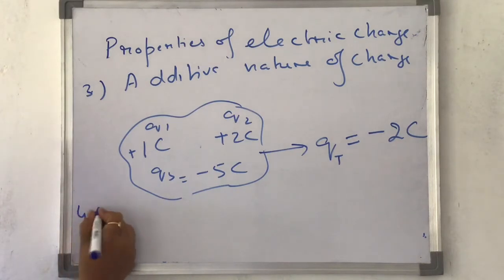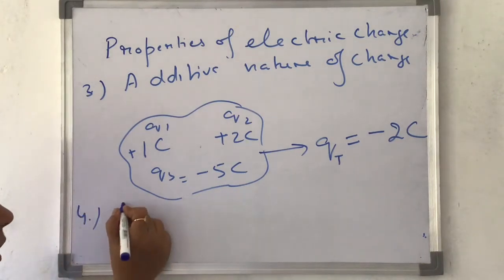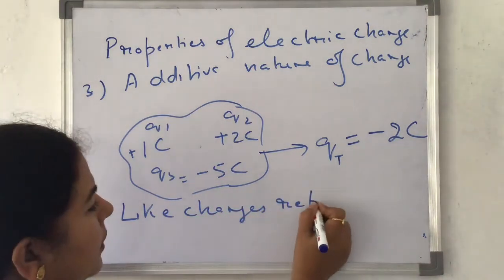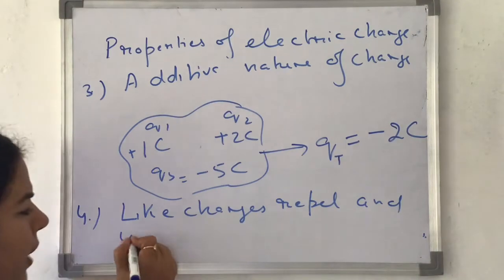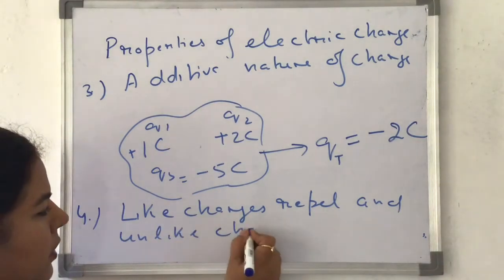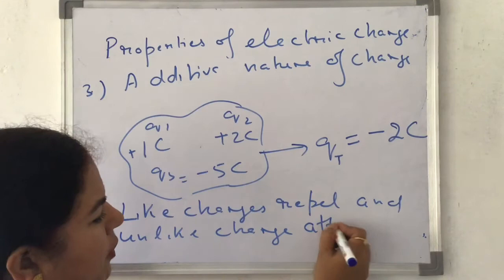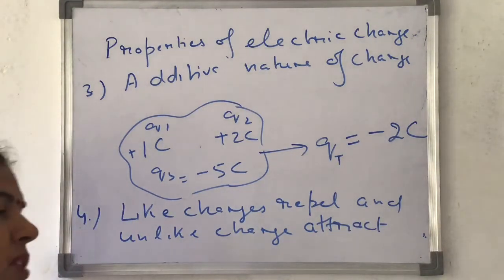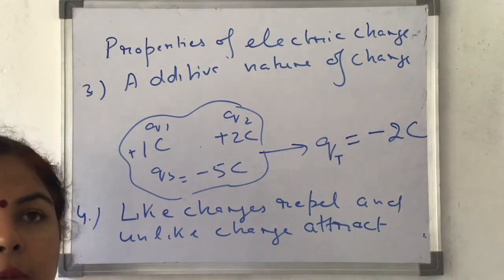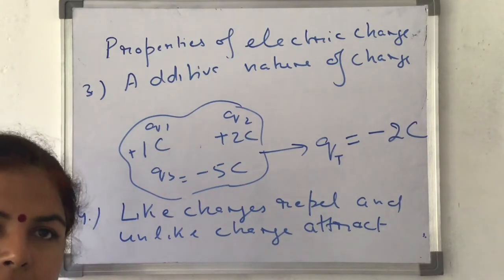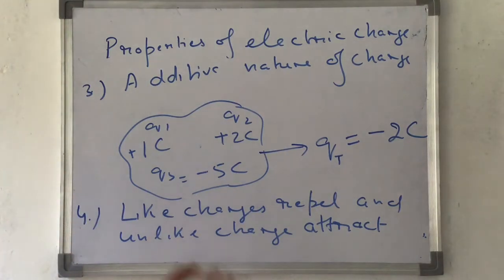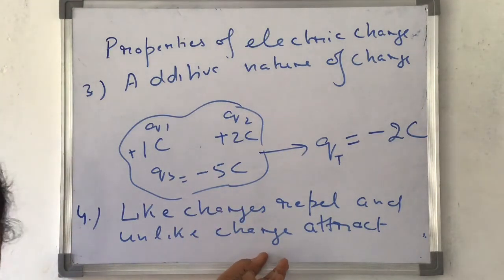Now I come to the fourth point. Like charges repel, and unlike charges attract. This is a basic law. Everyone must be knowing this, even a layman knows that like charges repel and unlike charges attract. Plus plus, repel or attract? Yes, plus and plus will repel. Minus minus again repel. Plus minus attract. Minus plus attract. So all like charges will repel each other, unlike charges will attract.